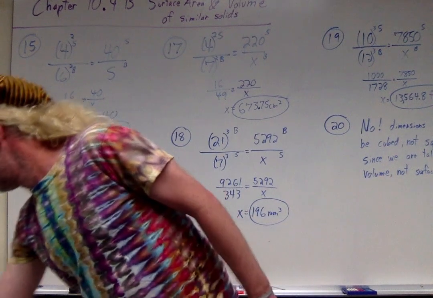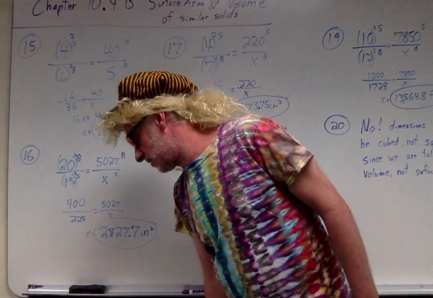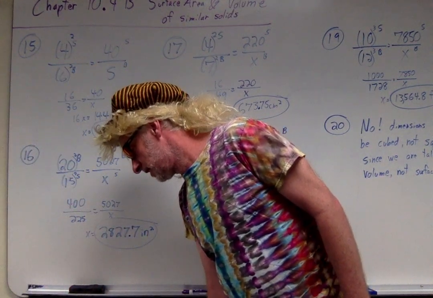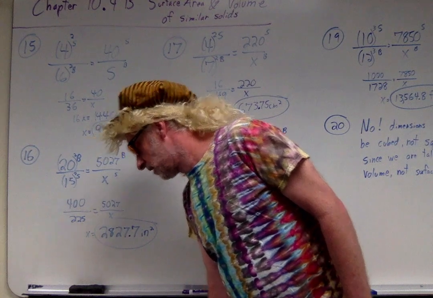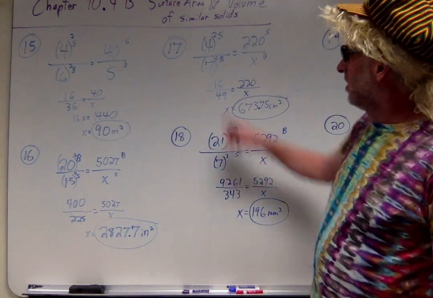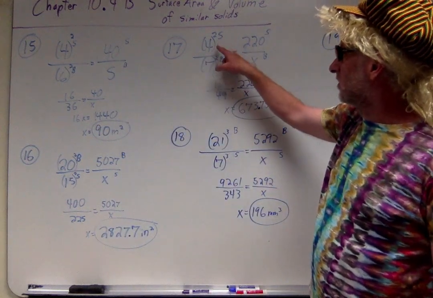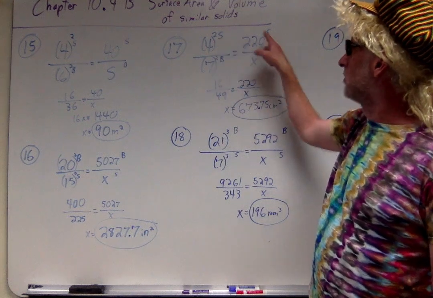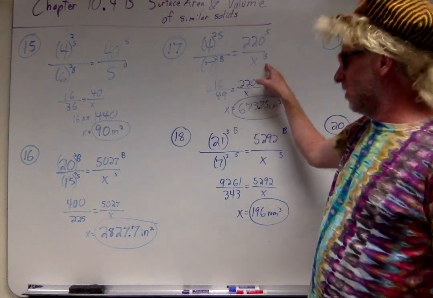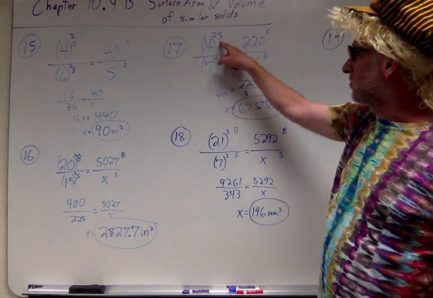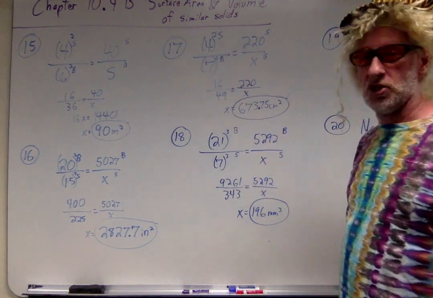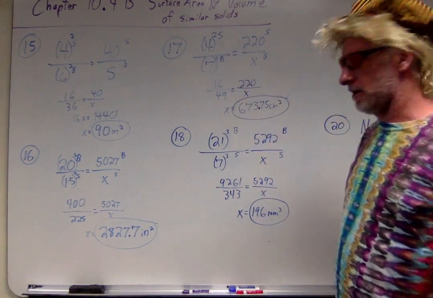Number 17. What do we have here, everybody? They didn't really tell us what it was, did they? Oh, cans, must be cylinders. So we have the surface area and the dimensions for the small. The big, we want to know that surface area. Square those dimensions, 673.75 centimeters squared.